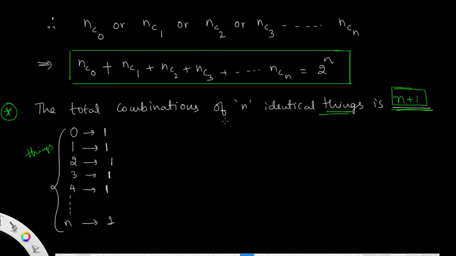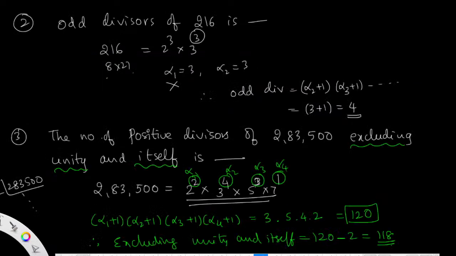Next, the third formula. The total number of combinations of P plus Q things taken any number at a time, when P things are alike of one kind, Q things are alike of another kind, and there may be a third kind and so many more kinds, is P plus 1 into Q plus 1.